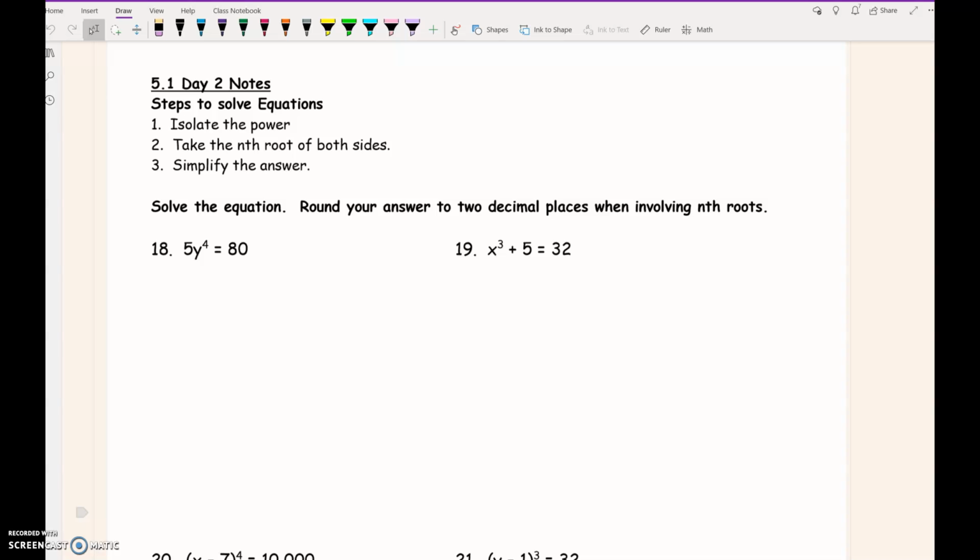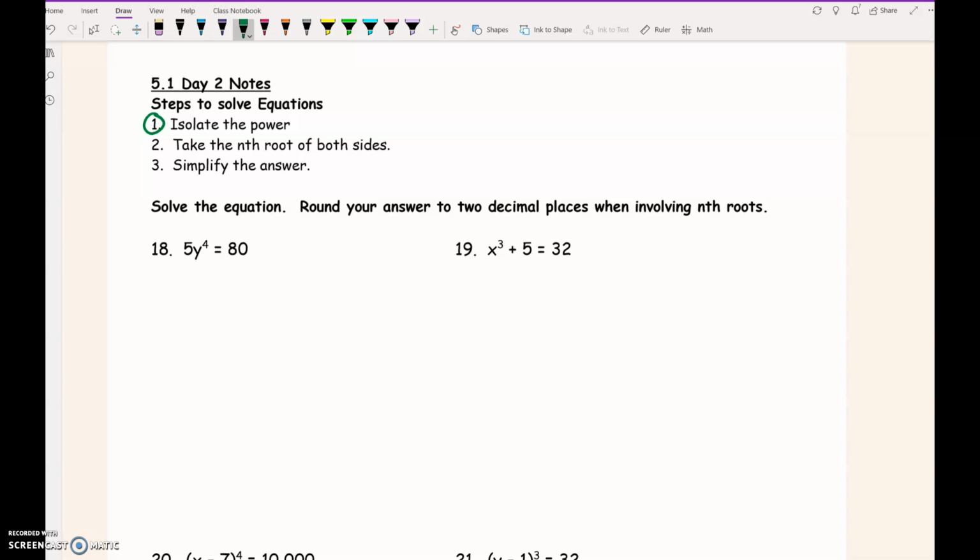Today we're going to solve equations that involve powers of 3, 4, 5, and higher. A couple things that you need to know. First of all, here's the steps that we're going to take to solve the equations. Your first step is to isolate the power. And there's a couple things that we need to know with that step.